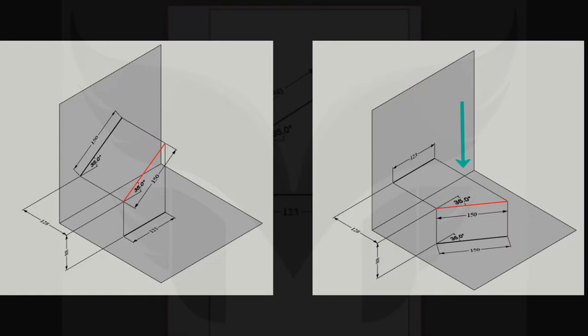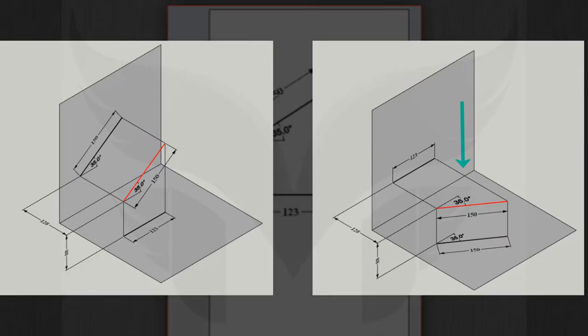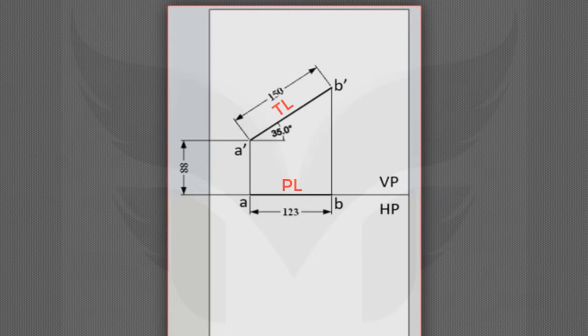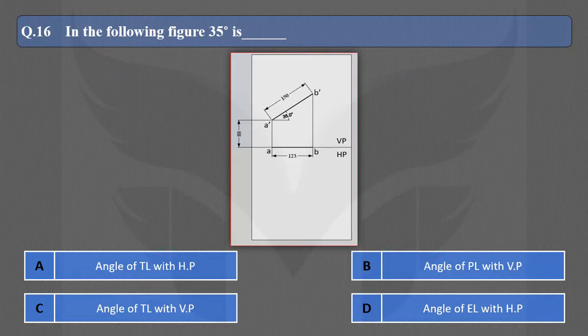And in the top view, we can see the angle made by the line with VP. And as here, this 35 degrees is the angle visible in the front view, it is the angle made by the true length with HP. So the correct option is A. Note one more thing. The angle of the true length with HP is generally denoted by theta.